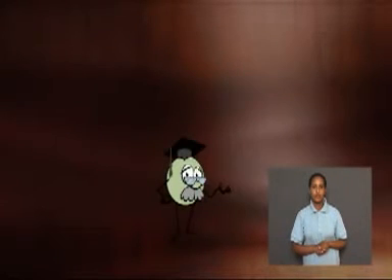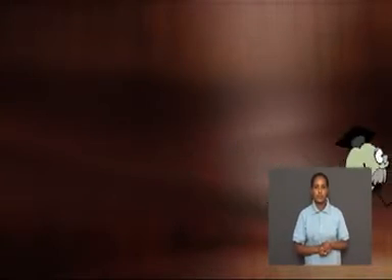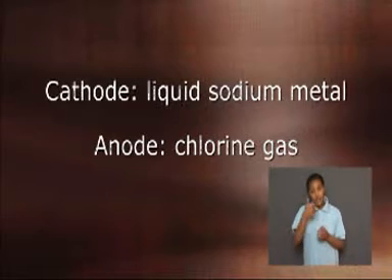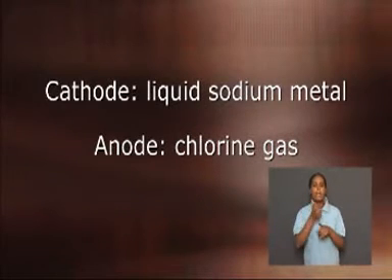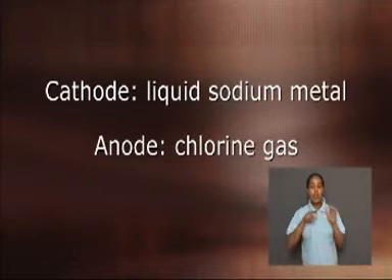Time's up. Let's get back to our lesson. Welcome back, students. Were you able to name the substance that is formed at the cathode and the substance that is formed at the anode of a Downs cell? If you said that liquid sodium metal is formed at the cathode and chlorine gas is formed at the anode, then you are correct. Let us do another activity.